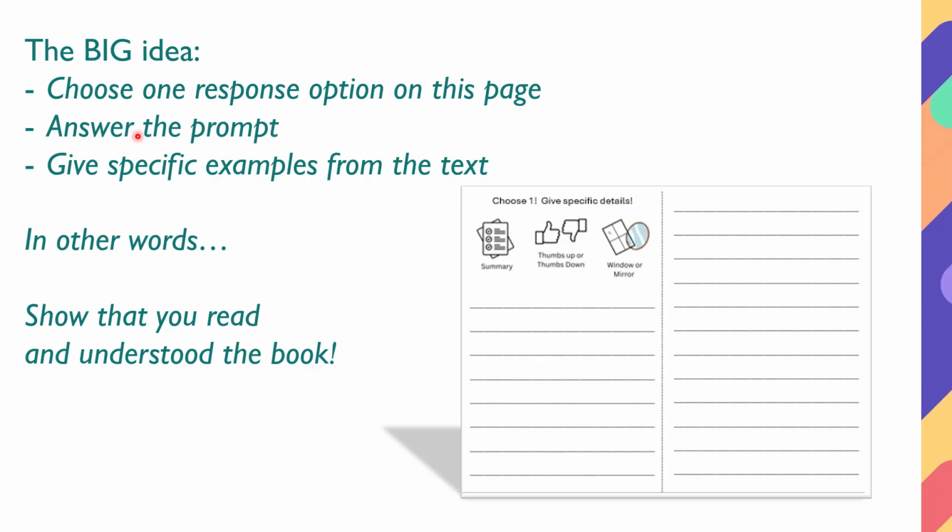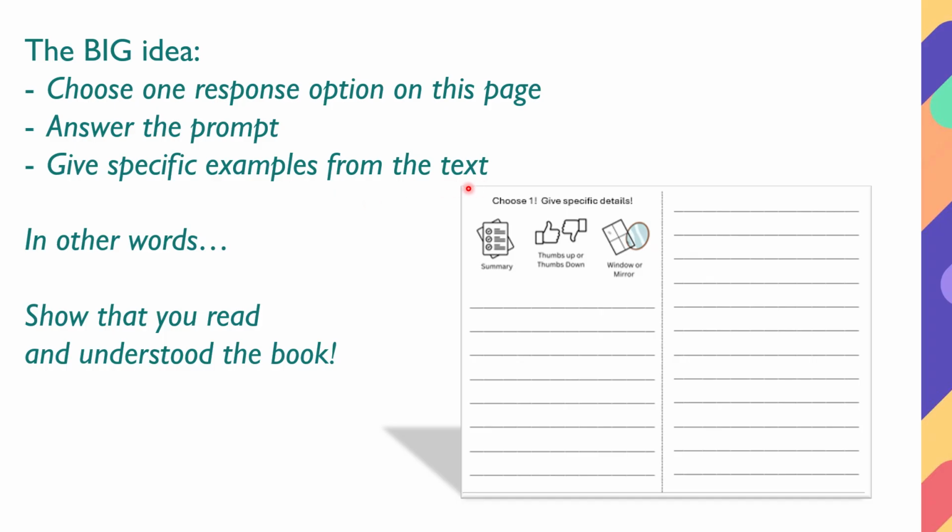Next, I'm looking for you to fully answer the prompt. So if you choose summary, make sure you're telling me the beginning, the middle, and the end. If you choose thumbs up or thumbs down, just make sure you tell me thumbs up because, or thumbs down because. And if you choose window or mirror, tell me I think it's a window because, and explain why, or I think it's a mirror for me because, and explain why. So whichever one you choose, make sure you're really answering the prompt. And then finally, be sure to give specific examples from the text.